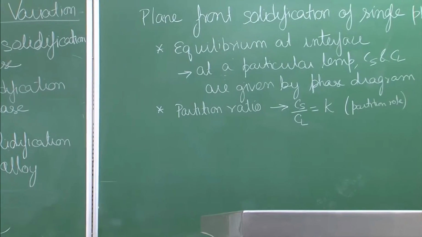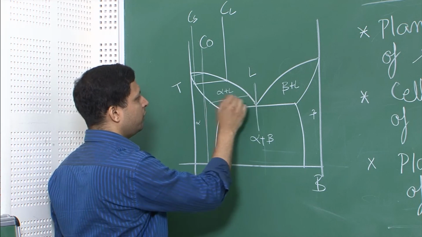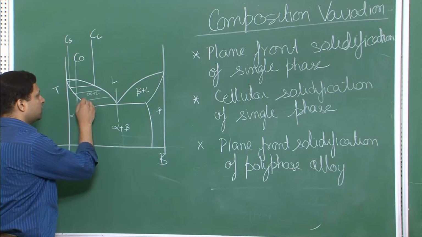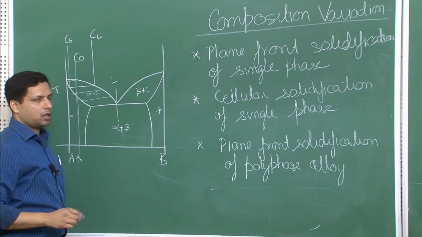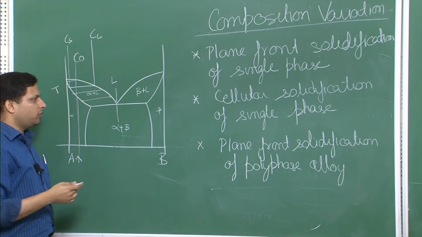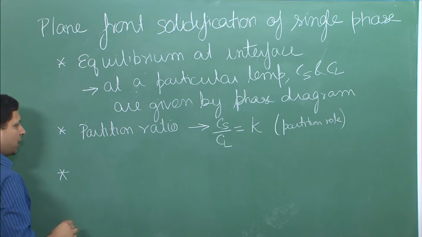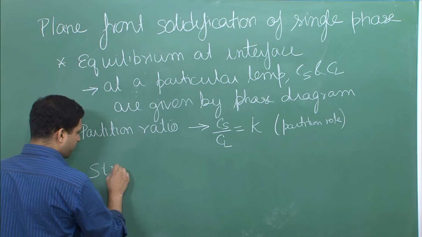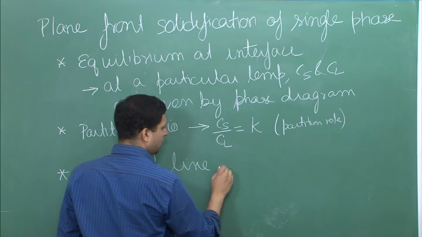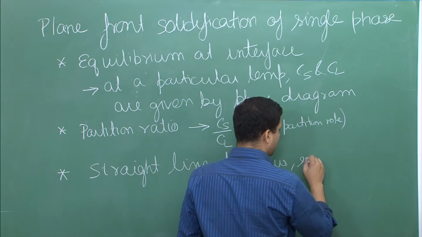But as you can see, if you go from one temperature to another, the Cs by Cl ratio would be very, very different, and therefore this is not easy to mathematically formulate. Therefore another assumption that is taken is that of straight line liquidus and solidus.